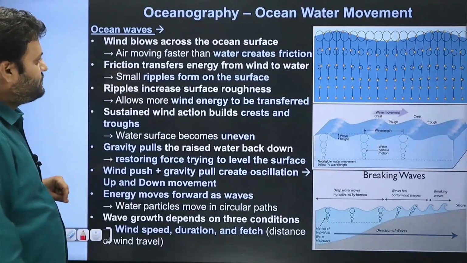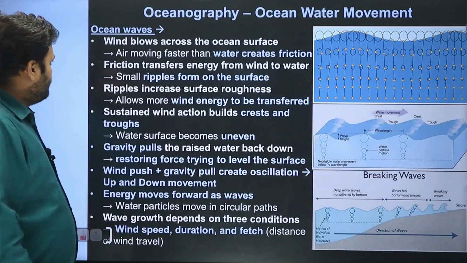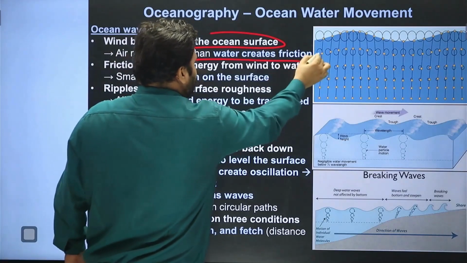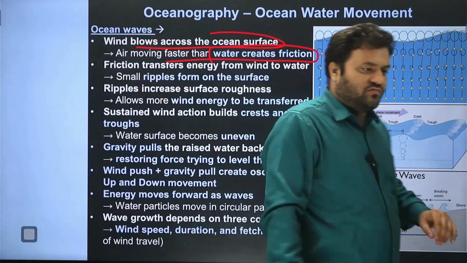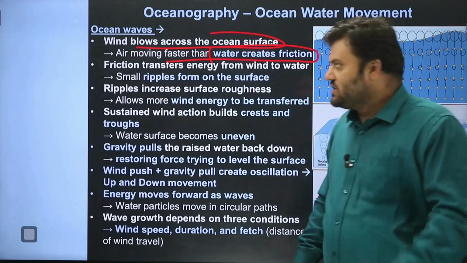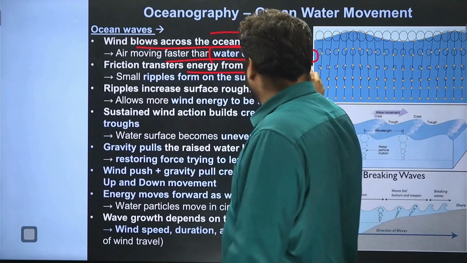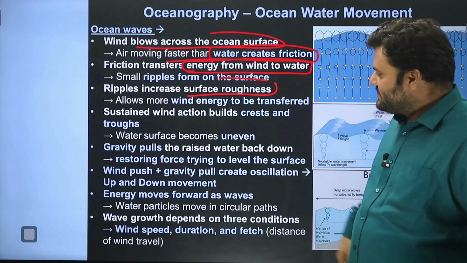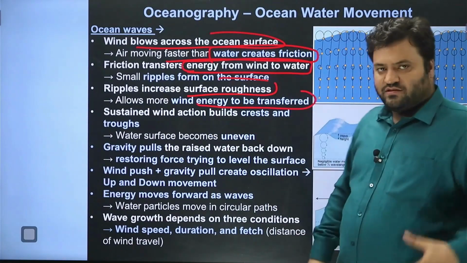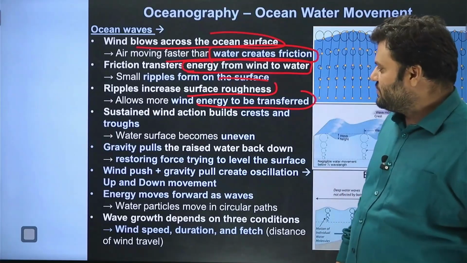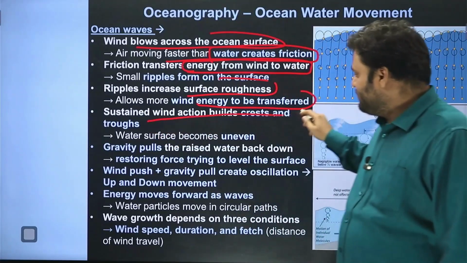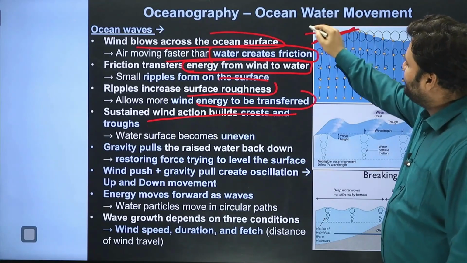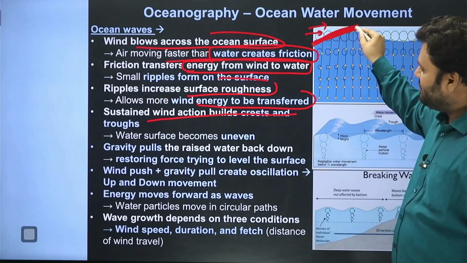Moving ahead. So the wind blows across the ocean surface, and this air is moving faster than the water, and as a result there will be friction, and this friction transfers the energy from wind to water, and small ripples form. Ripples increase the surface roughness. Ultimately wind energy is transferred over the ocean surface. Sustained, continuous wind action is there, and as a result there will be a formation of crest.